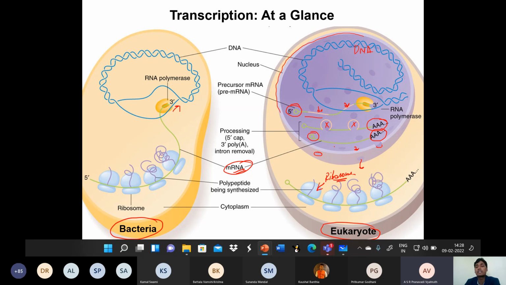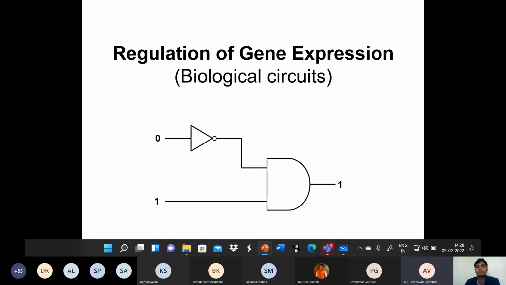But in the case of a eukaryotic system, first you need to make your mRNA, then it should be processed so that you will get the mature mRNA, and then it should be exported out of the nucleus, and then it will be translated by the ribosome. That's all.